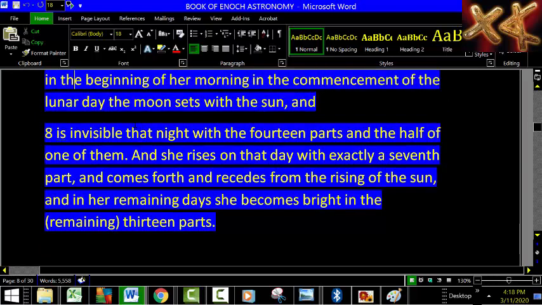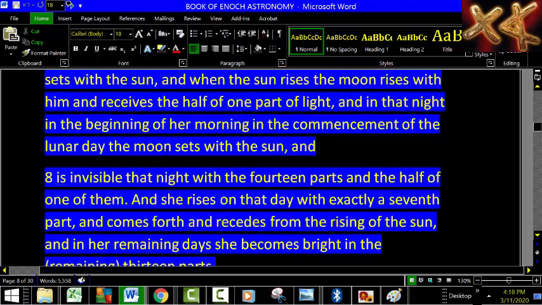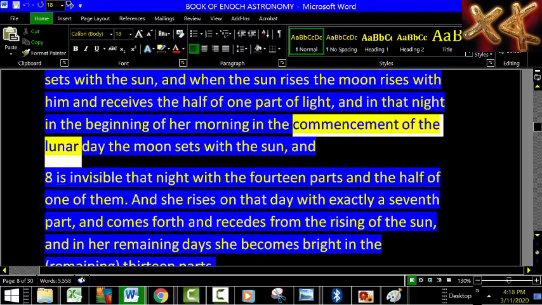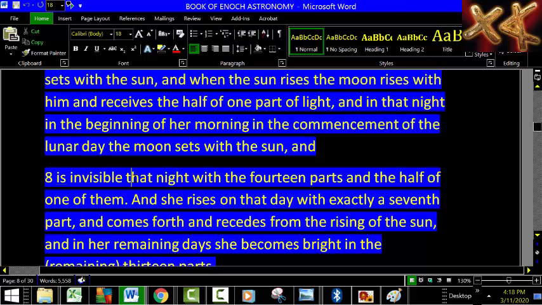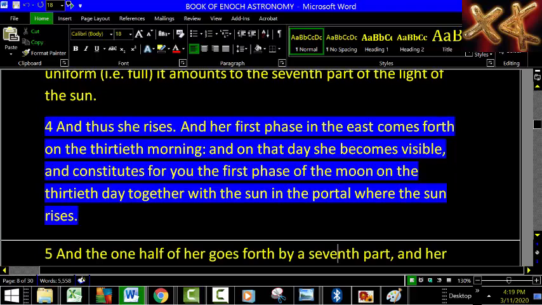See up here where it says the morning in the commencement of the lunar day. That's talking about the beginning of the lunar month right there. All right, so now let me show you how this looks using this information over here. Verse 4 says, "And thus she rises, and her first phase in the eve comes forth on the 30th morning, and on that day she becomes visible and constitutes for you the first phase of the moon on the 30th day, together with the sun in the portal where the sun rises."